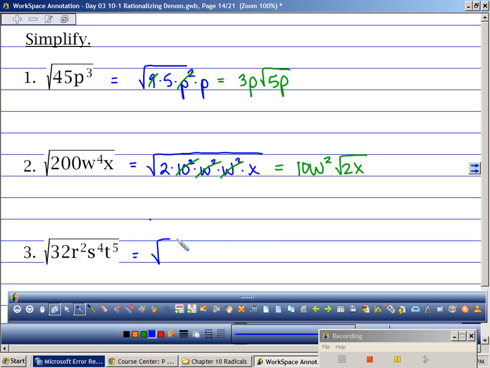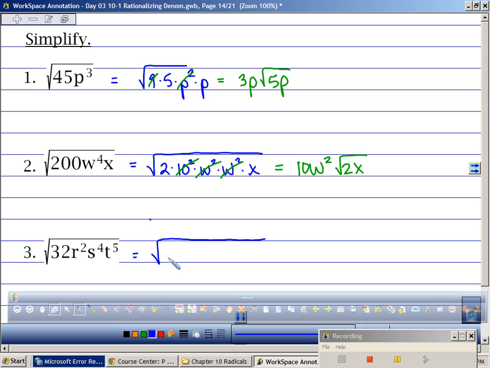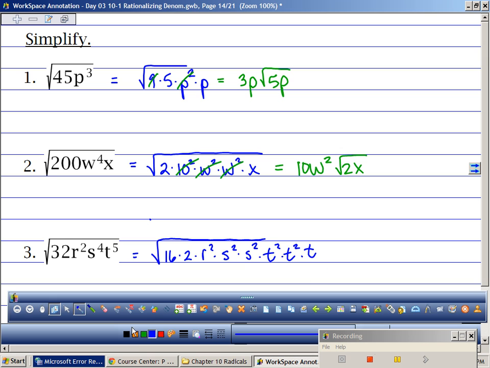What squares are in here? We're hunting for squares. I see 8. I see 4s. I also see 16 times 2 times r squared. You're skipping a step on me. s squared times s squared times t squared times t squared times t. Am I right?